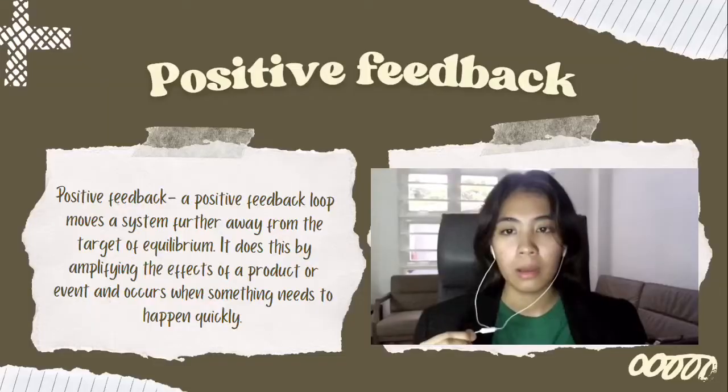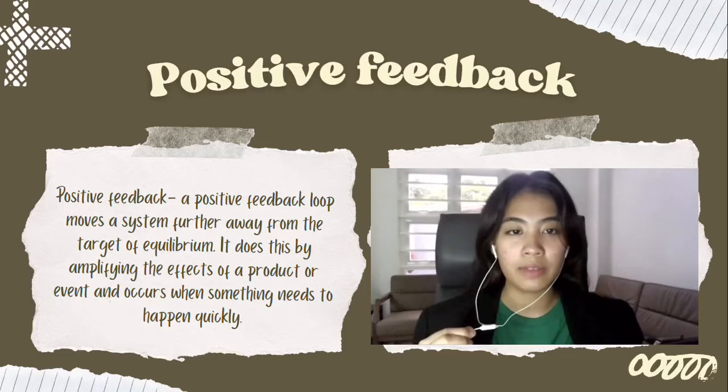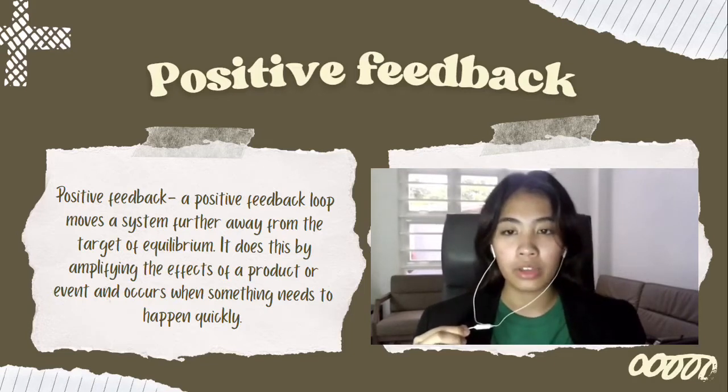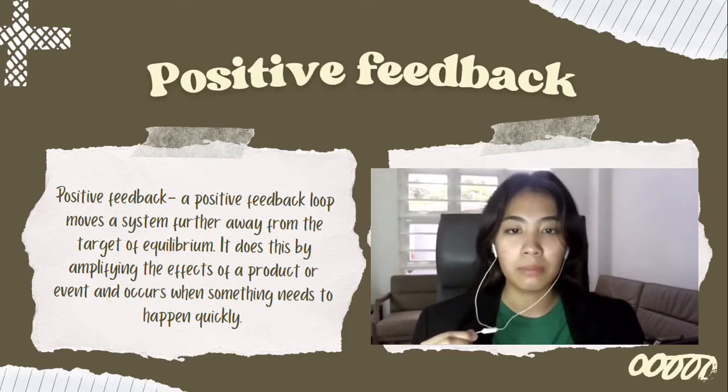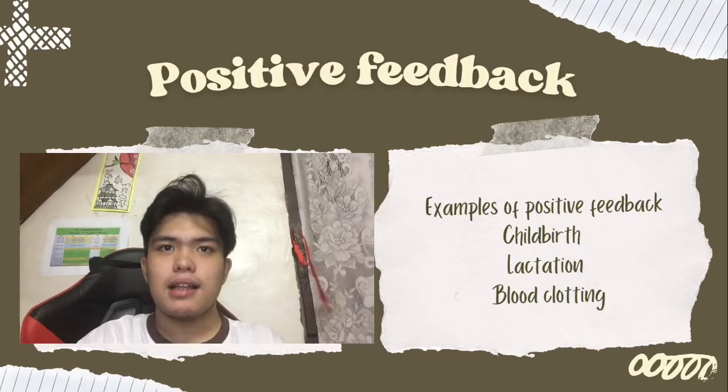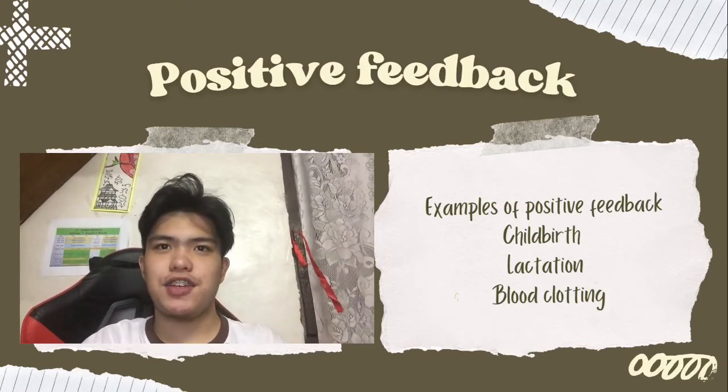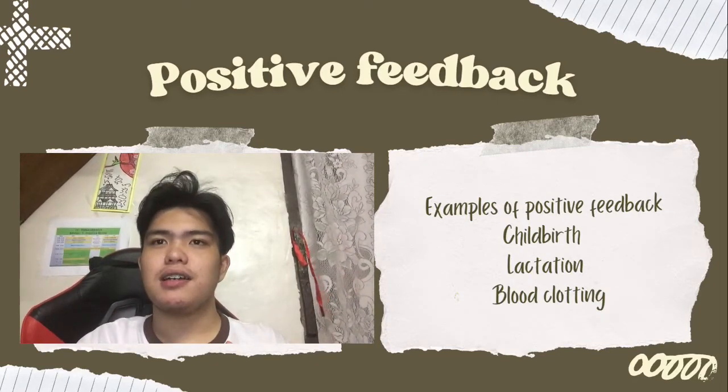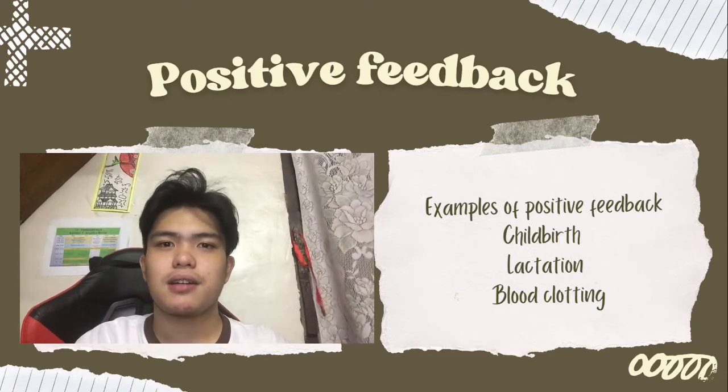Now, let's tackle the two feedbacks that happen in homeostasis, which are the positive and the negative feedback. Positive feedback. A positive feedback loop moves the system further away from the target of equilibrium. It is done by amplifying the effects of a product or event and occurs when something needs to happen quickly. The examples of positive feedback are childbirth, lactation, and blood clotting.